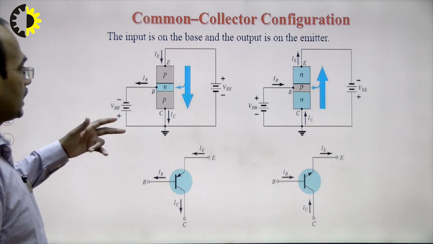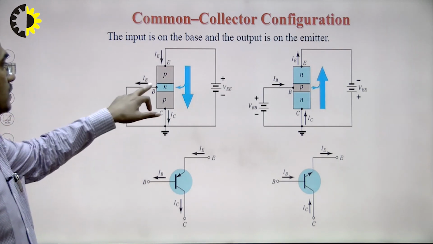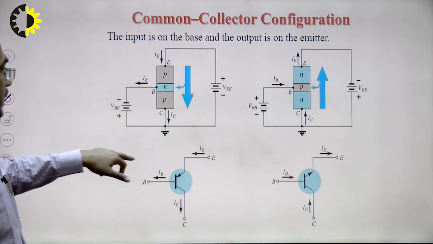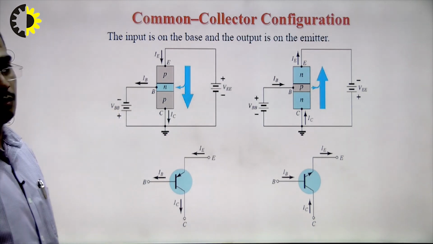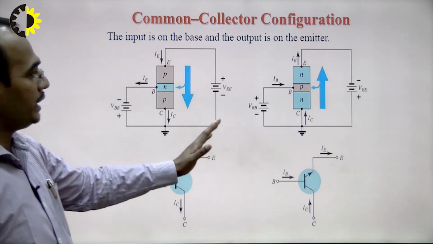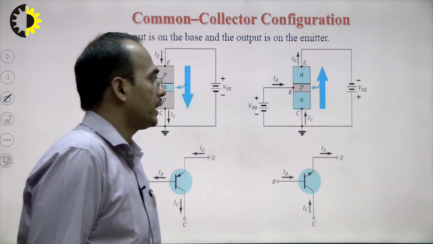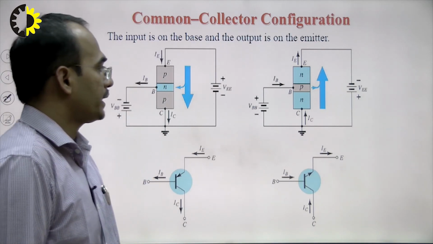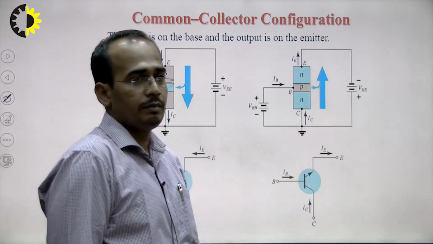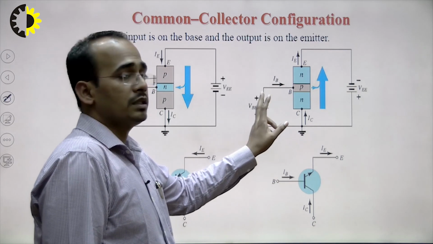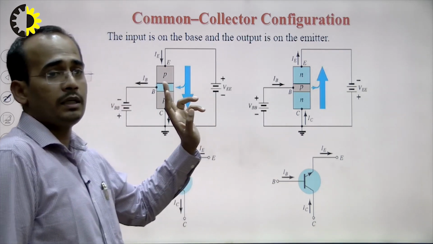And for making this collector base junction reverse bias, I have connected this base terminal to the negative terminal of the battery and collector terminal to the positive terminal of the battery. Similarly, for NPN transistor, the emitter terminal is connected to the negative terminal of the battery and collector terminal is connected to the positive terminal of the battery, and base terminal is connected to the negative terminal of the battery.